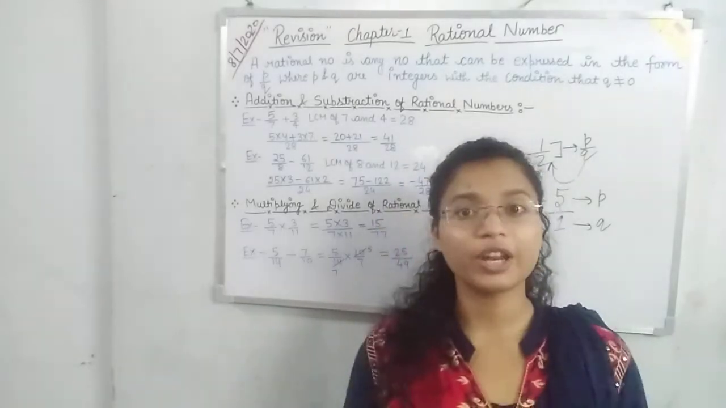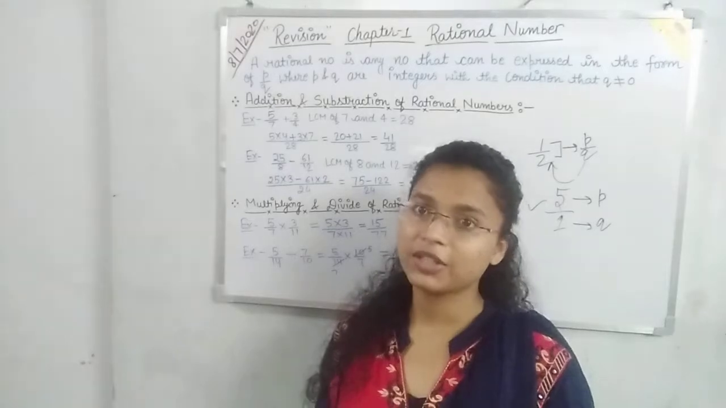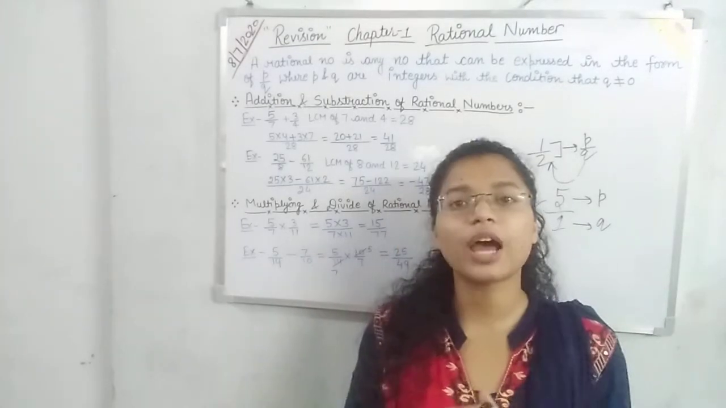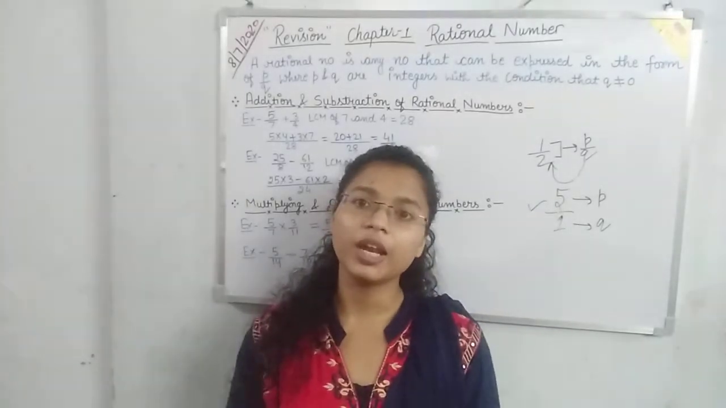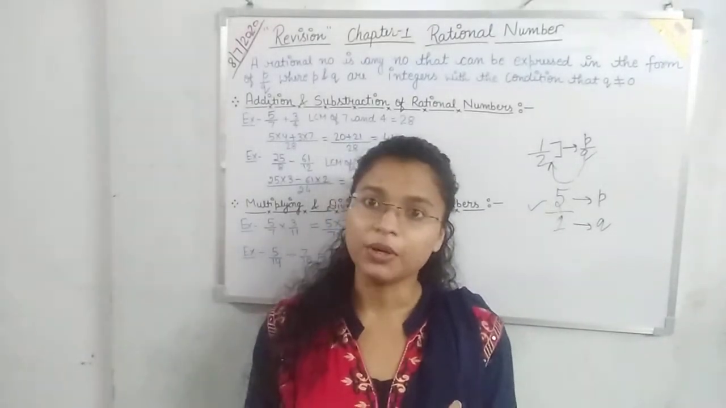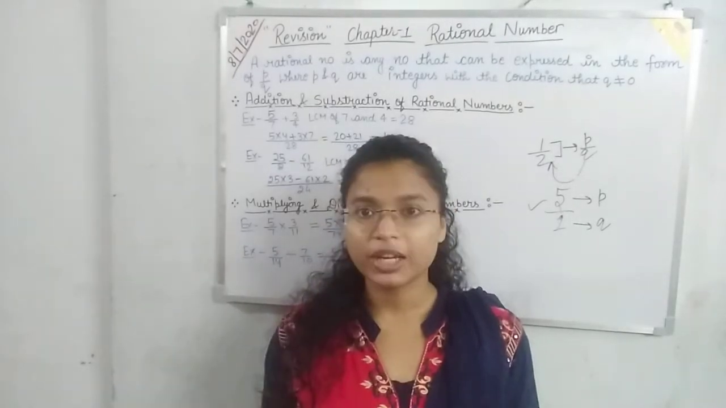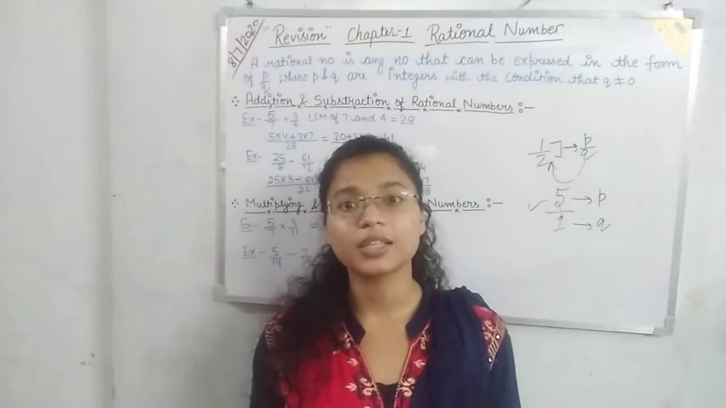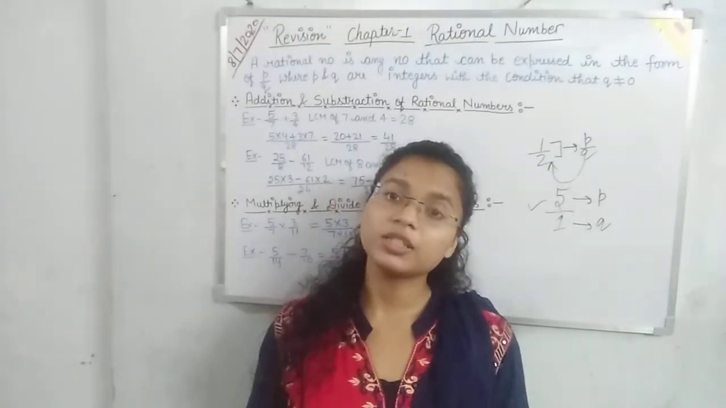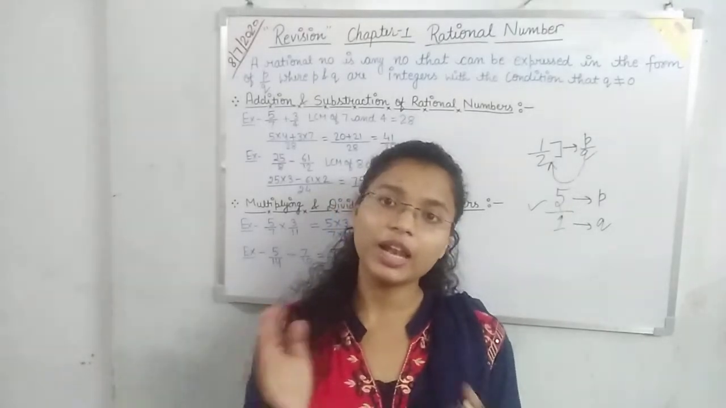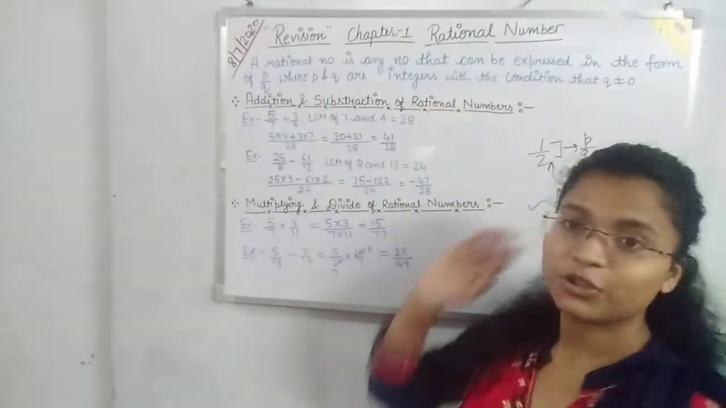After the definition of rational number, we will study the addition and subtraction of rational numbers. How we add and subtract two given rational numbers. Suppose two rational numbers are given and their denominators are same, so it is very easy to add or subtract them. You just add or subtract their numerators and the denominator will be the same and you will get your answer. But what if the denominators are not same? How will you add and how will you subtract? So let's see addition and subtraction of rational numbers.